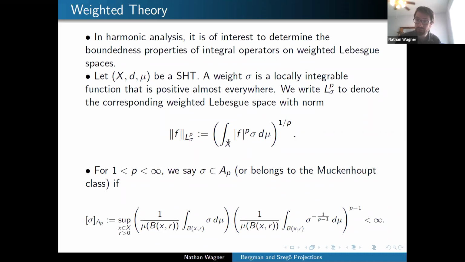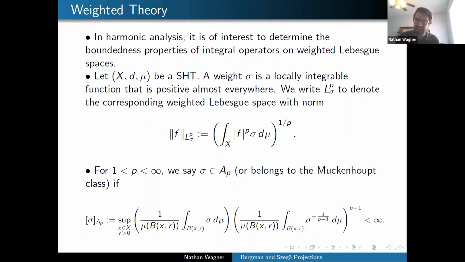And basically what this is saying morally is that the weight is more or less constant on all scales. Let's think about what happens if, in fact, the weight was just a constant. Then this average would just return the constant, right? And then this average would return the constant to the minus 1 over p minus 1, but then when I raise that to p minus 1, it will return the reciprocal of the constant, right? And so when I multiply these, I'll just get 1, which is bounded.